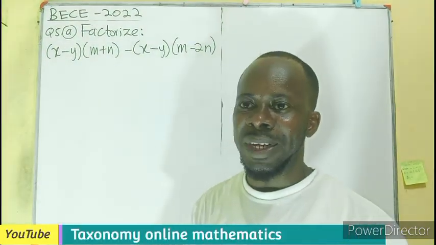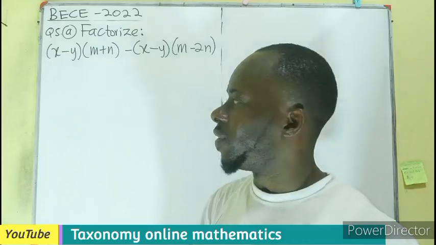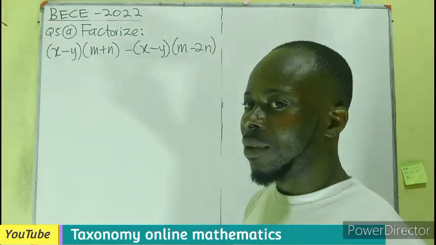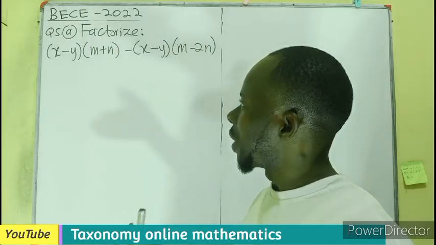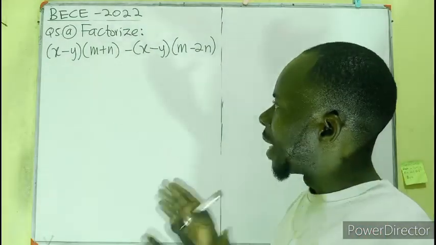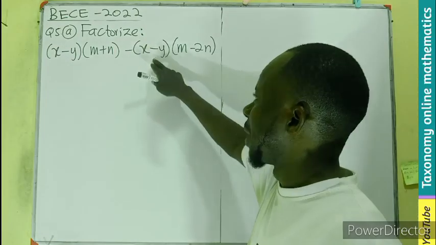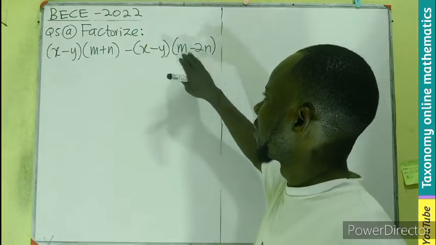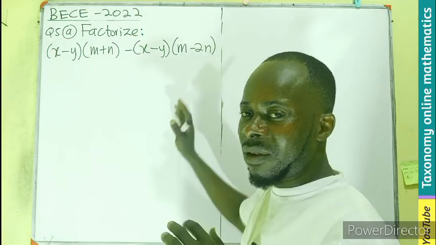Hello, welcome. Question number 5A of 2022 BECE. We are to factorize (x − y)(m + n) − (x − y)(m − 2n).